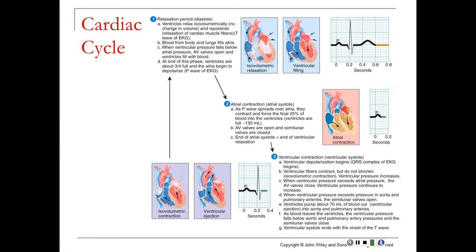That's going to cause an increase in ventricular pressure. When the ventricular pressure exceeds the atrial pressure, that's that lub sound. That's those AV valves closing. The ventricular pressure continues to increase, and then when that ventricular pressure exceeds the pressure in the aorta, boom, those semilunar valves open, and the ventricles pump the blood out, going through the aorta as well as the pulmonary arteries. Blood's going to leave those ventricles, the ventricular pressure is going to drop, and then those semilunar valves are going to close. That's the dub sound that you hear. The ventricular systole ends, and then you see the T wave on the EKG, which is the repolarization of the ventricles.